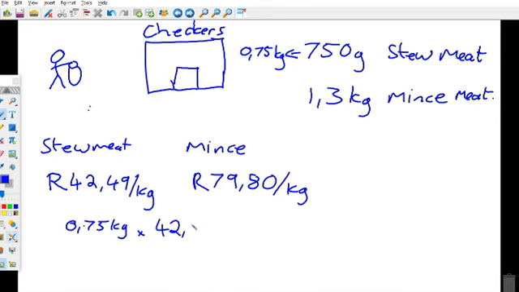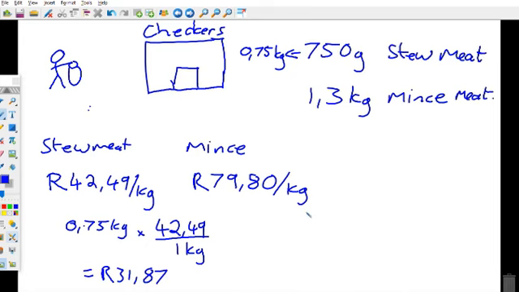42 Rand and 49 cents per 1 kilogram. So we're going to plug that in our calculator. We're going to do 0.75 multiplied by 42.49, and we're going to get 31.87 Rand.